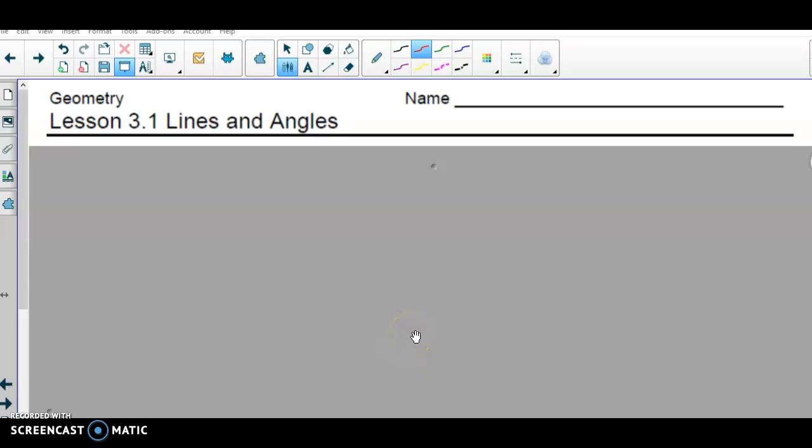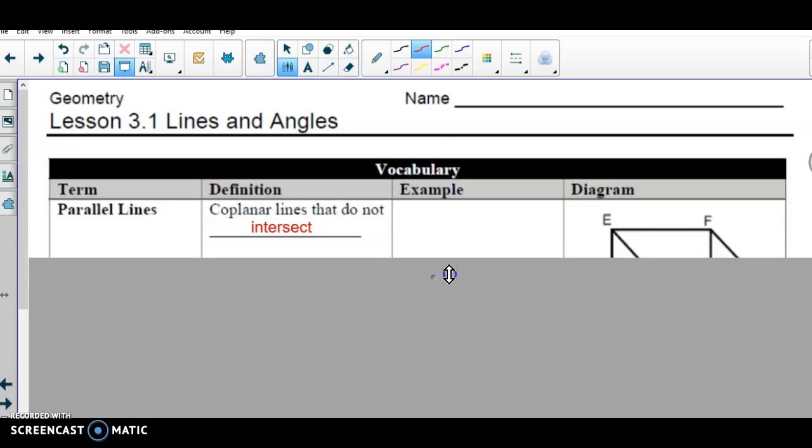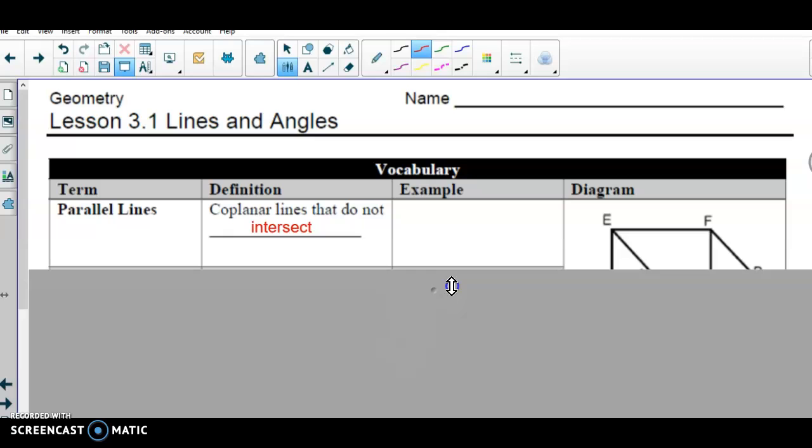In Lesson 3.1, you're going to learn about some different types of line relationships, and we're going to talk about some angles that are formed whenever lines intersect and what kind of relationship those lines have. So, to start, a few terms that you probably already are familiar with.